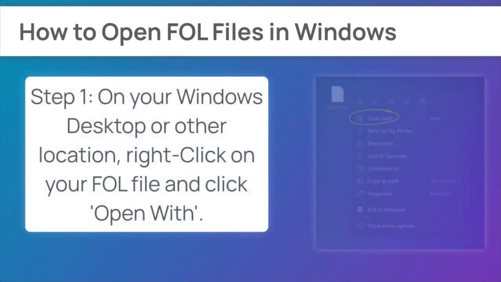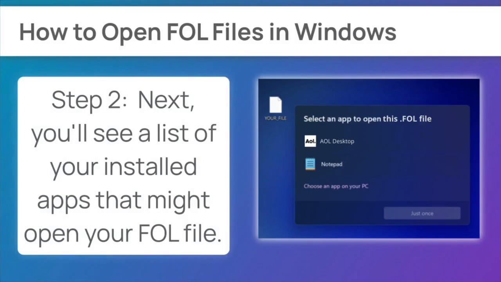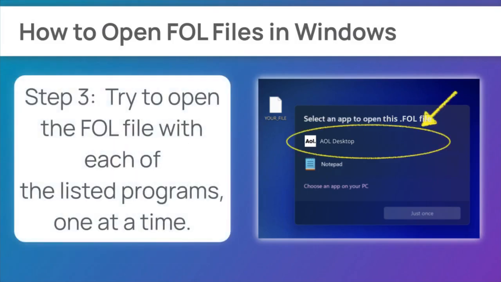Let's check which applications associate the file. Right-click your FOL file and click Open With. Test with AOL Desktop if available. If not, just choose another program from the installed list and see if it works.